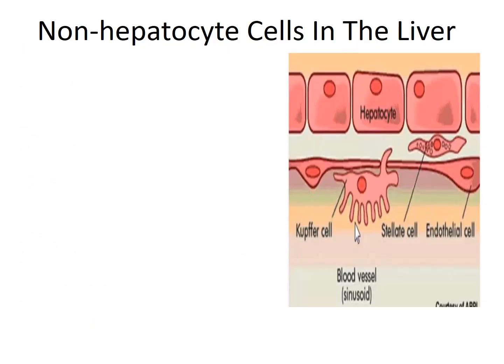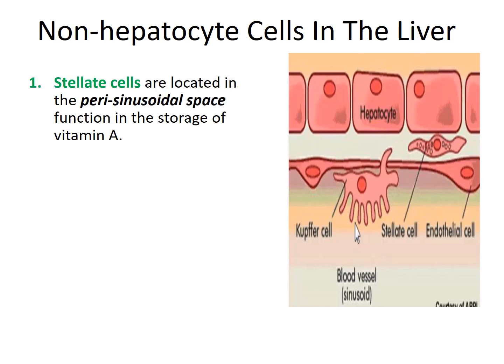We talked about the non-hepatocyte cells in the liver, the cells other than hepatocytes. So hepatocytes, as you can see here in the figure, these are the hepatocyte cells, but you can see some other cells also in the figure. For example, you can see the stellate cell, the Kupffer cells, and the endothelial cell. So first, the stellate cells.